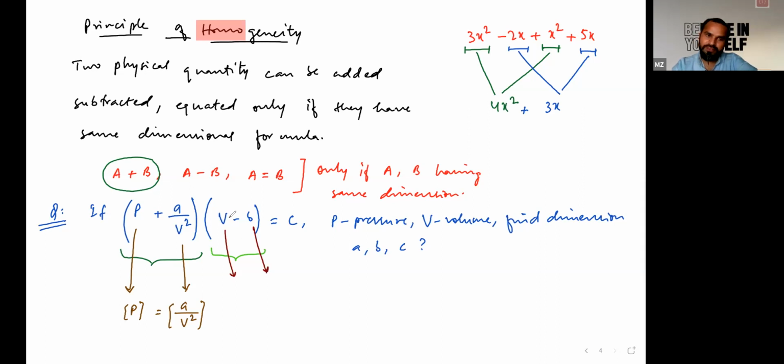Just see, we have two different terms. First one is volume and the second one is B, and they are related by nothing but a negative sign. We have already defined in terms of the principle of homogeneity, if two quantities are related by a negative sign, it means the two quantities would be representing the same dimension formula. It means volume and B must be of the same dimension. Is it clear?